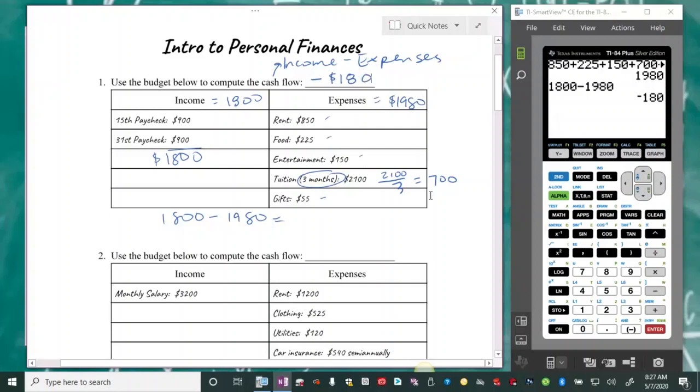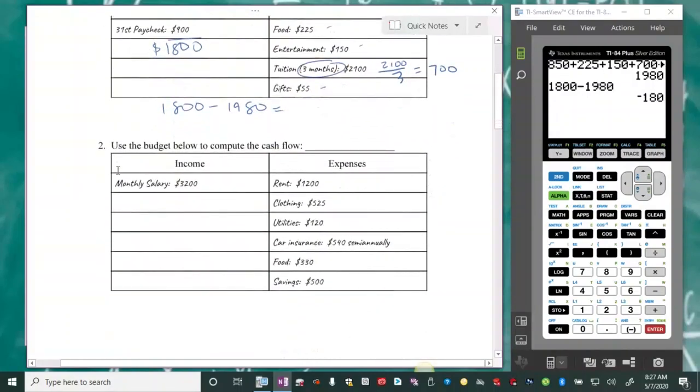Okay, let's do the same for number 2. So for number 2, they gave me the monthly salary, so nothing to add up there. I'm going to go through and check to make sure everything is monthly for expenses. So monthly, monthly, monthly. Car insurance, though, I pay semi-annually. So I want to take that. Semi-annually means twice a year. So I'm going to do 540 and divide that by 2. So I'm paying $270. Let's see, twice a year.